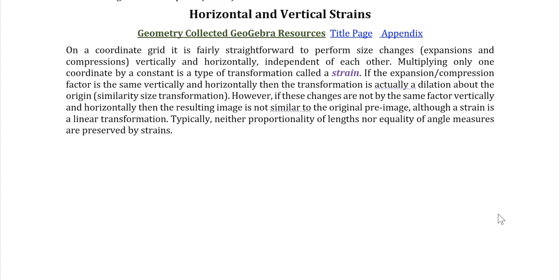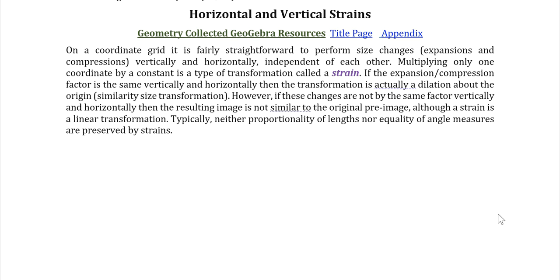In this video, we're going to talk about another type of transformation called horizontal and vertical strains. On a coordinate grid, it's fairly straightforward to perform size changes, that's expansions and compressions, both vertically and horizontally, independent of each other. Multiplying only one coordinate by a constant is a type of transformation called a strain.